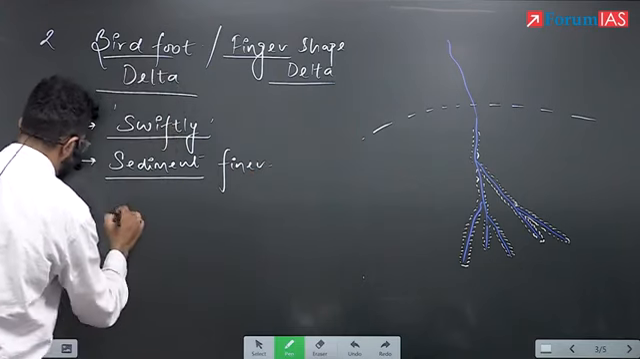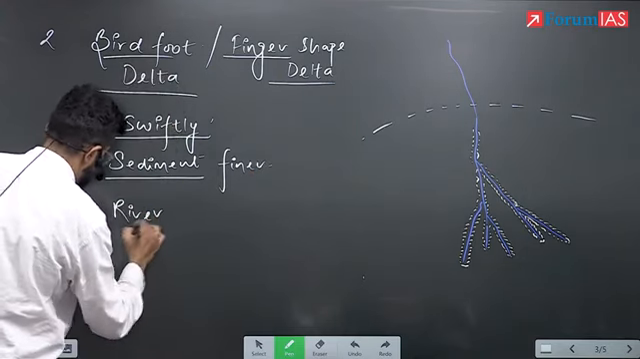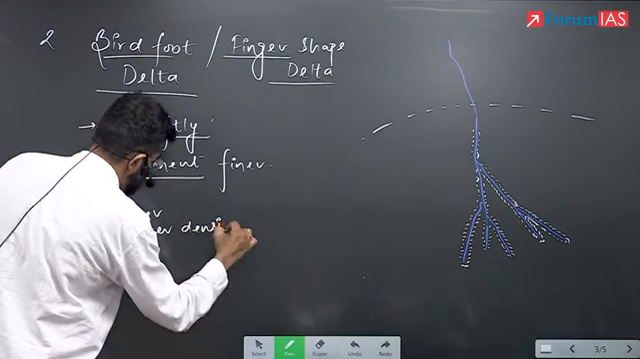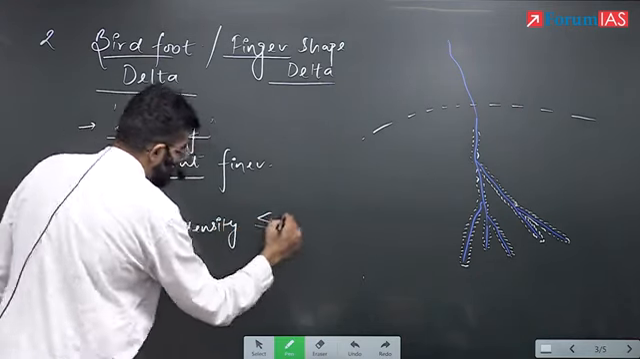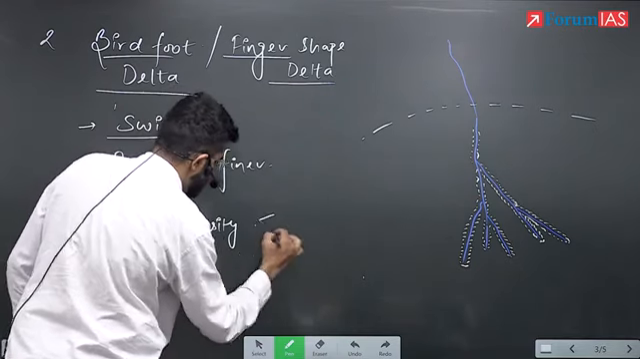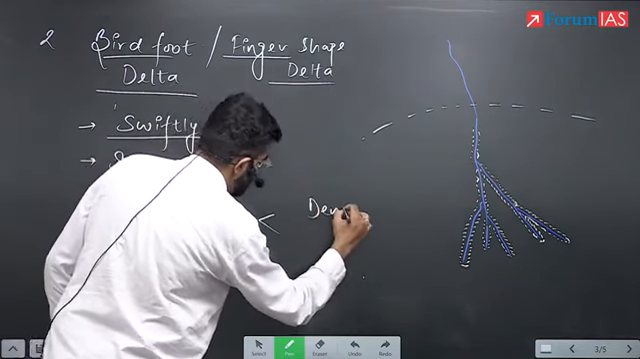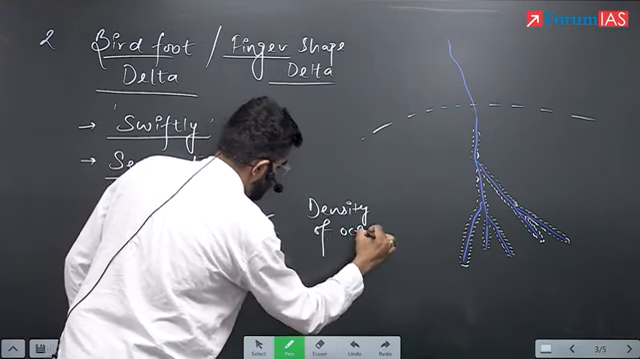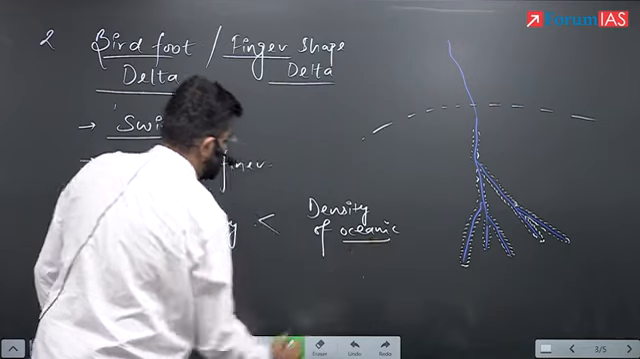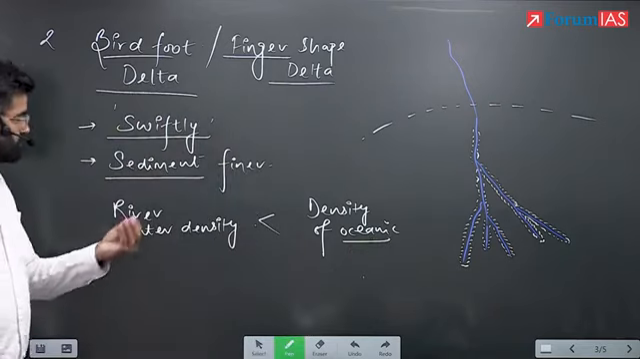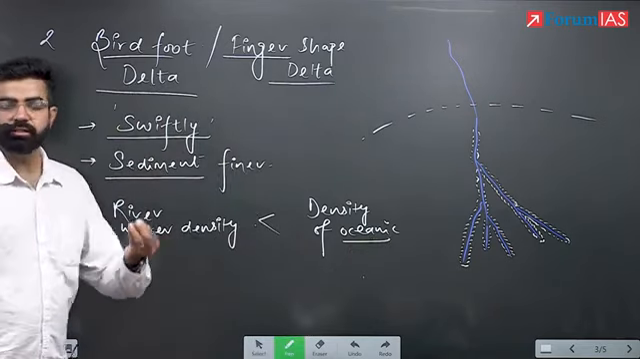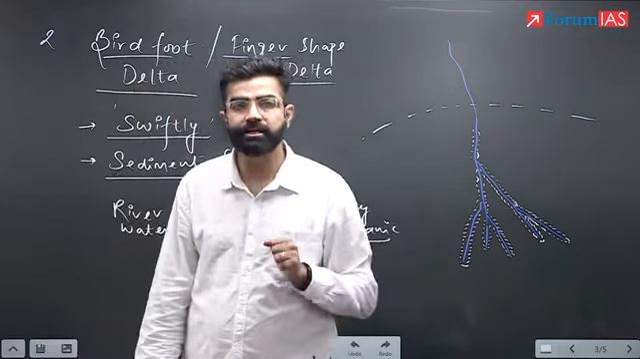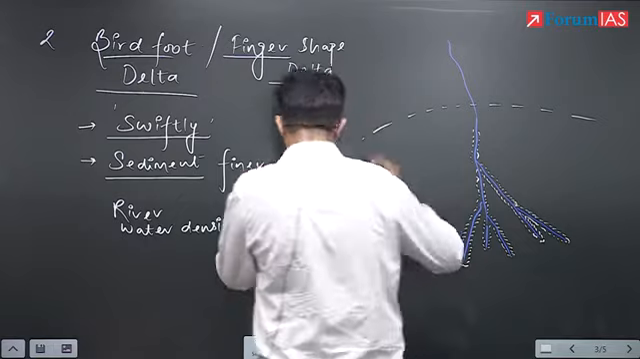and the river's water density is much lesser than the density of oceanic water. These are again the 3 conditions that you should remember. Now what happens is the water, which is the river water, is comparatively lighter and the river is moving fast and swiftly. Now again, take this example.